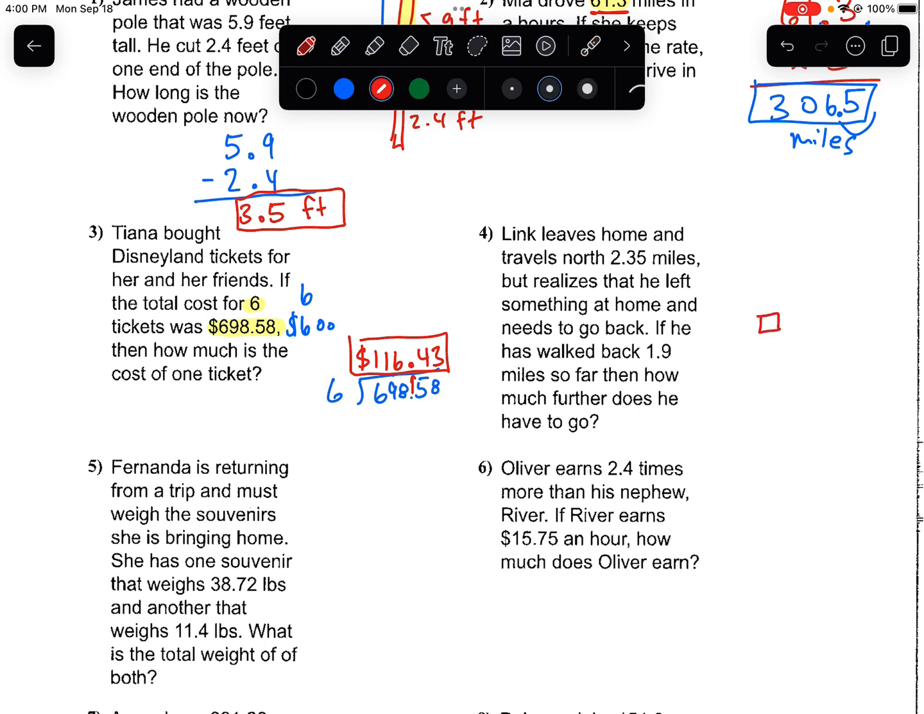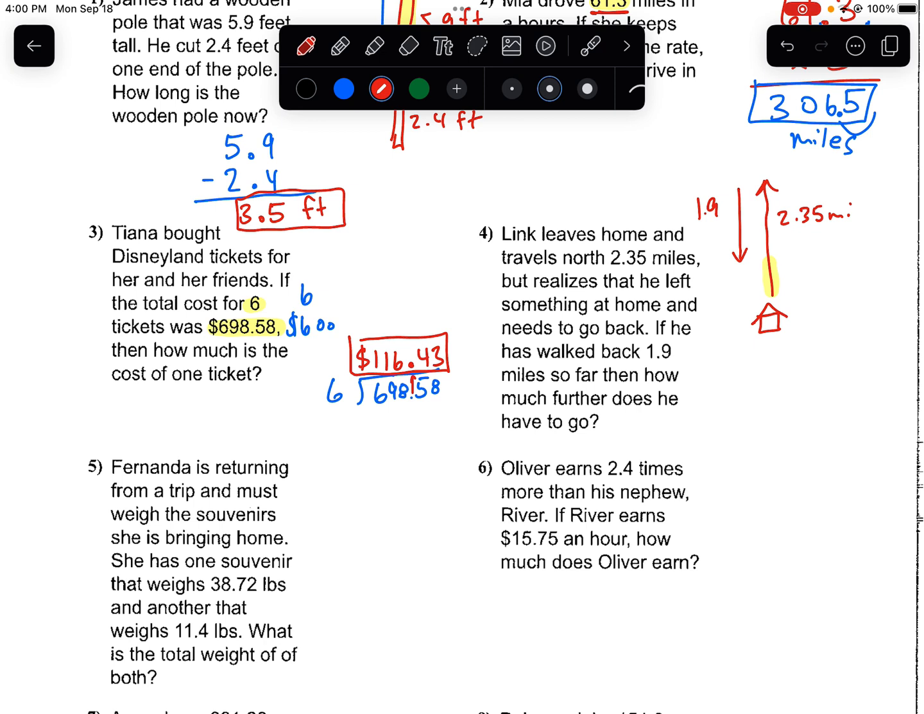So he's at home. He goes up to my house, 2.35 miles. And then he realizes he left something at home, so he walks back 1.9 miles. So how much farther does he have to go? Basically, they want to find out how far this is. The whole distance from here to here is 2.35, and this piece right here is 1.9. How do I figure that out? Well, that's just subtraction. This whole thing minus this piece will get me the distance.